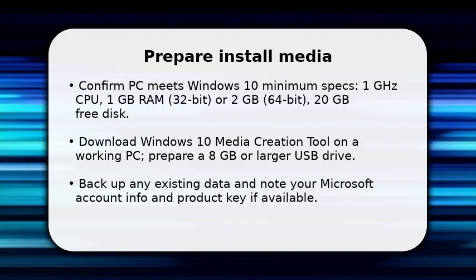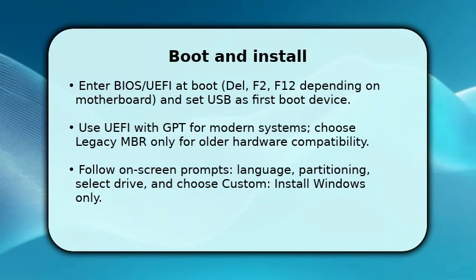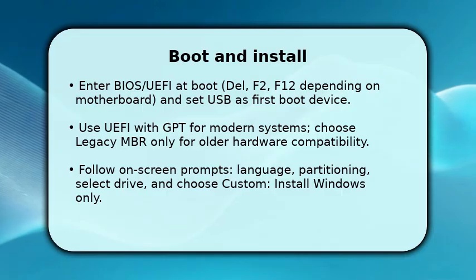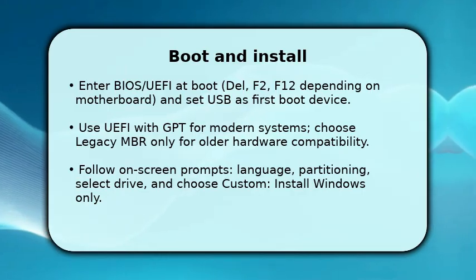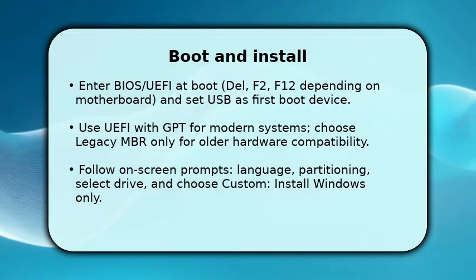You now install Windows. Insert the USB into the new PC and power it on. Press the BIOS key to set USB as first boot device, and if possible enable UEFI and Secure Boot. UEFI plus GPT gives better performance and future compatibility. When the installer appears, pick Language and Keyboard, then choose Custom Install to manage partitions.